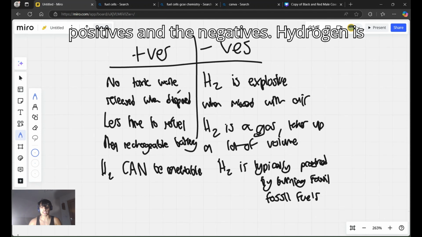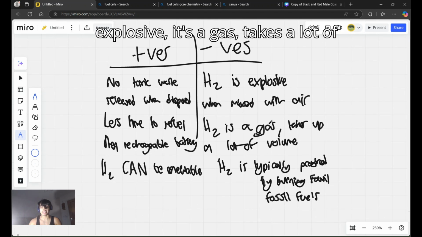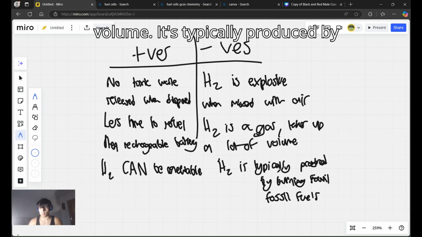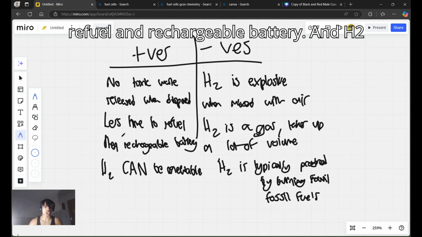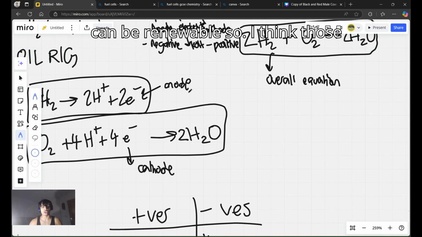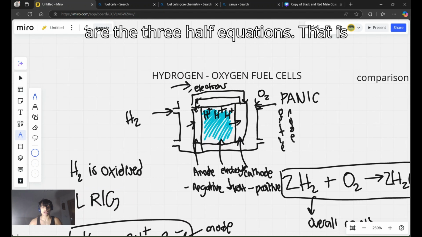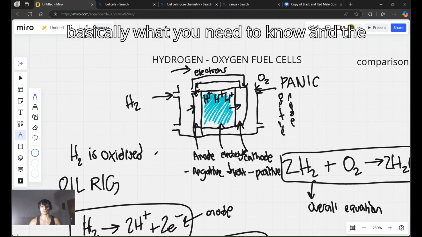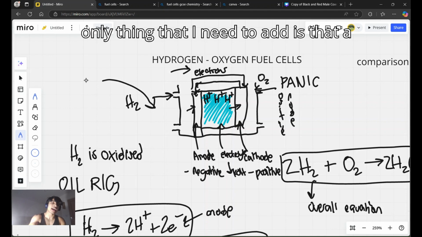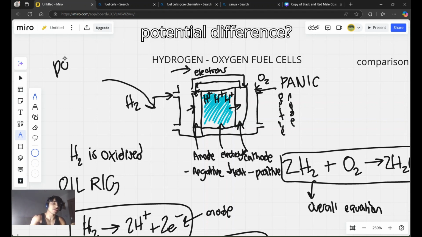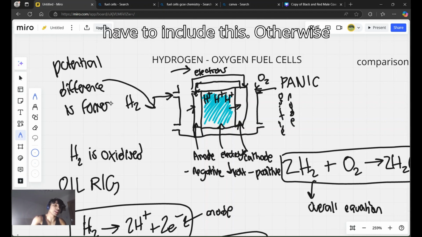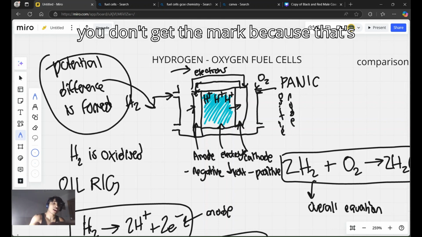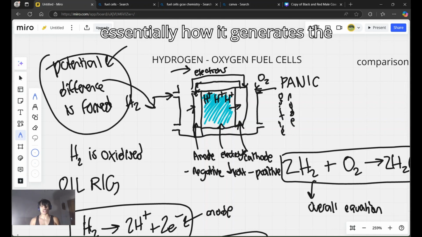So these are the positives and the negatives. Hydrogen is explosive. It's a gas, takes up a lot of volume. It's typically produced by burning fossil fuels. No toxic waste released when disposed. Less time to refuel than a rechargeable battery. And H2 can be renewable. So I think those are the 3 half equations. That is basically what you need to know. And the only thing that I need to add is that a potential difference is formed. You have to include this, otherwise you don't get the mark, because that's essentially how it generates the electricity.